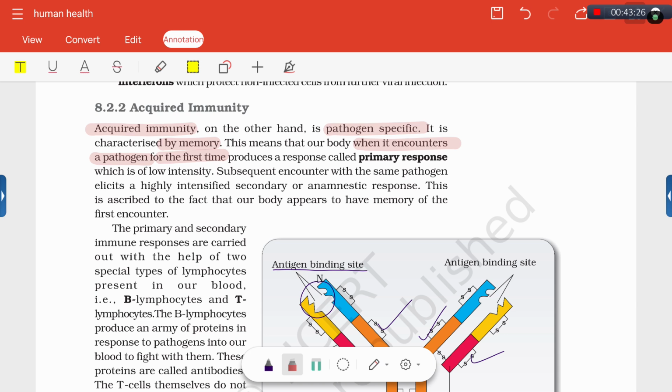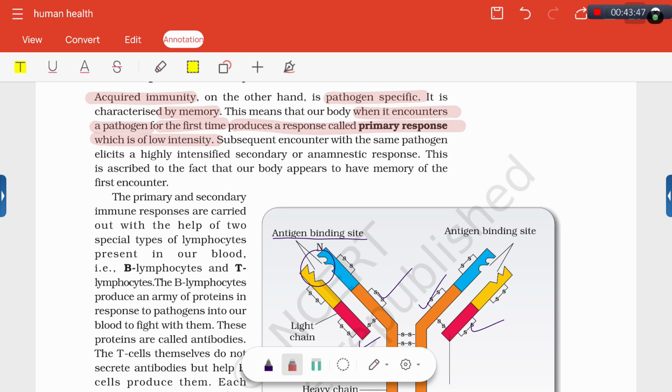The first response shown by the immune system against a pathogen for the first time is known as primary immune response, which is very fast, right? No. Which is very slow and low intensity. If that pathogen enters a second time, a subsequent encounter with the same pathogen initiates a highly intensified secondary response. What is that response called? Secondary immune response, also called an amnestic response.